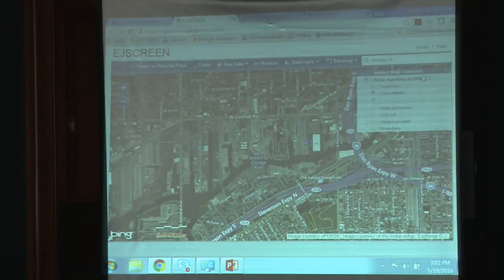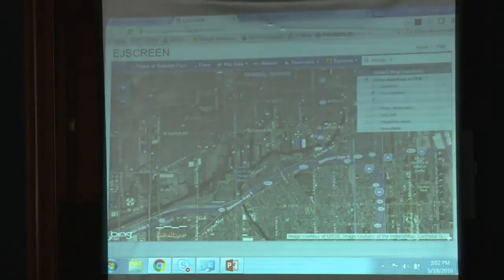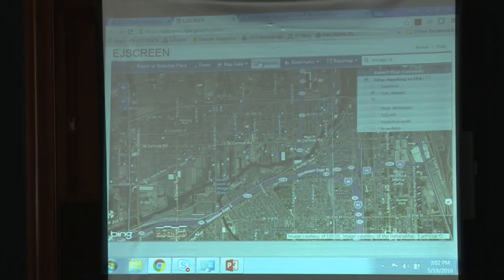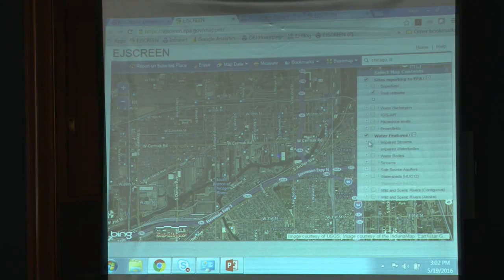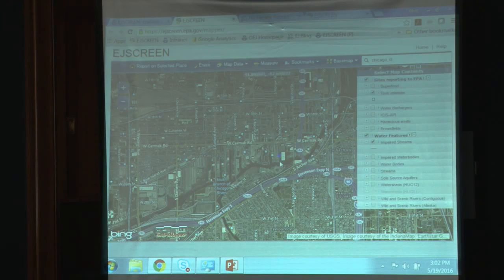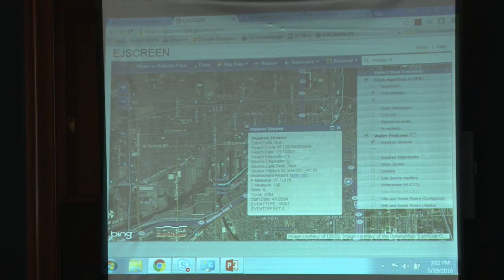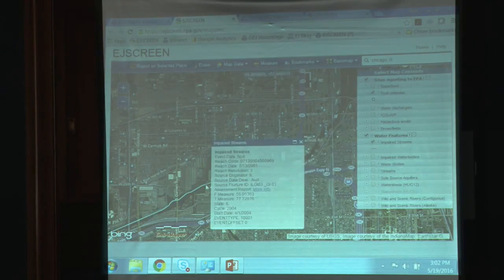You can also try to see water quality. We know that there's issues with air quality, but what about the discharges happening in the river? And so I'm going to go to map supplementary layers. I'm going to go to water features. And now I'm going to click on impaired streams. See, do these streams meet EPA standards for being fishable and swimmable rivers? So I'm going to click on this stream segment. Actually, I'm going to click on this one that's by the Crawford Power Plant.